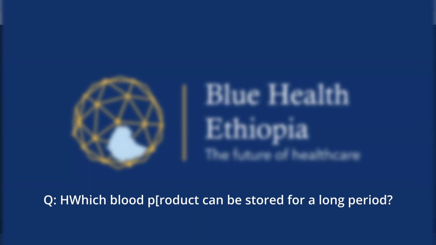One last question, doctor. Which blood product can be stored for the longest period? The longest period is fresh frozen plasma in a deep freezer. The first one is platelets, maximum of 5 days. The red cells, the whole blood, can be stored up to 35 to 45 days. Fresh frozen plasma can be stored for years.